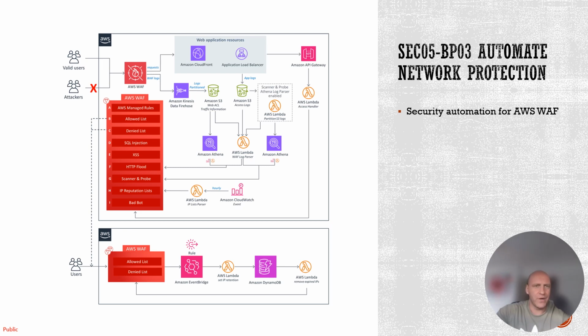We can also gather IP reputation lists. This component is the IP list parser. It's essentially a Lambda function which checks third-party IP reputation lists hourly for new ranges that we can block. The next one is all about bad bots. This component automatically sets up a honeypot, which is a security mechanism intended to lure and deflect an attempted attack.